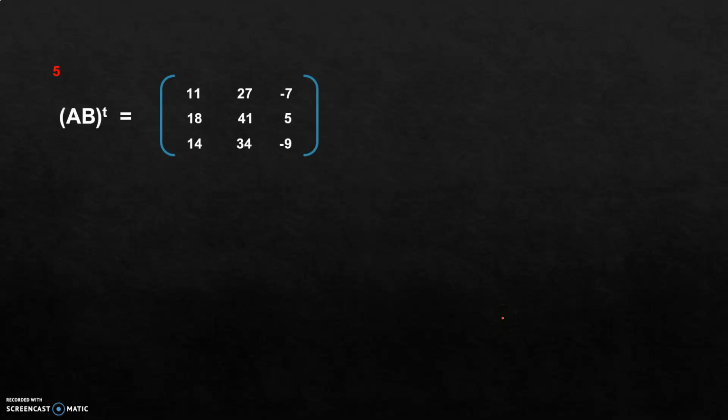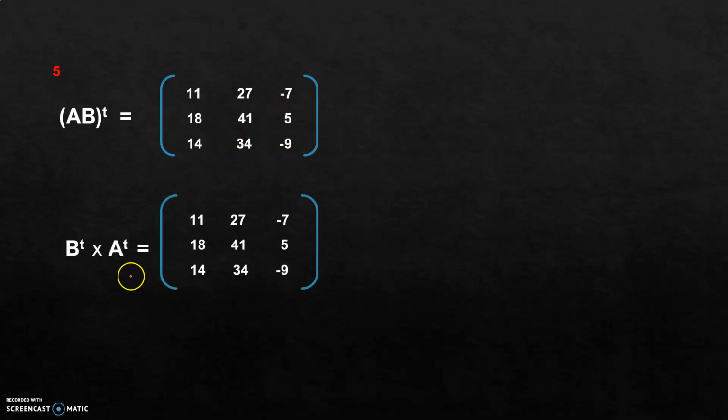(AB) transpose is equal to 11, 27, minus 7 and so on, which we already calculated on the first slide. Then B transpose into A transpose is equal to this one, which we just now calculated. So look here, both are equal. So we can say that it is proved that (AB) transpose is equal to the transpose of B into the transpose of A. So this is the method of doing this type of question.